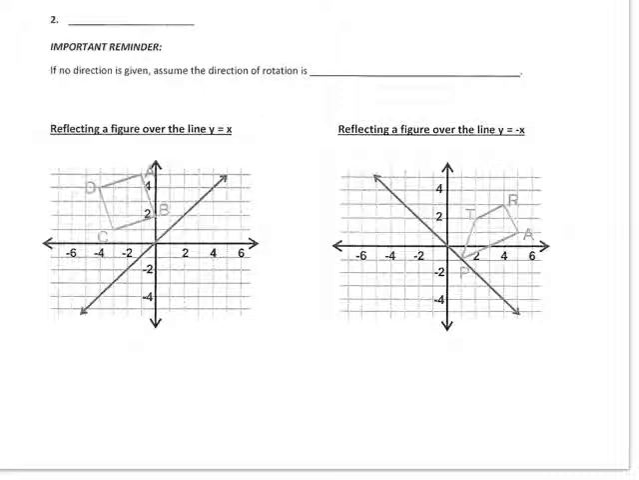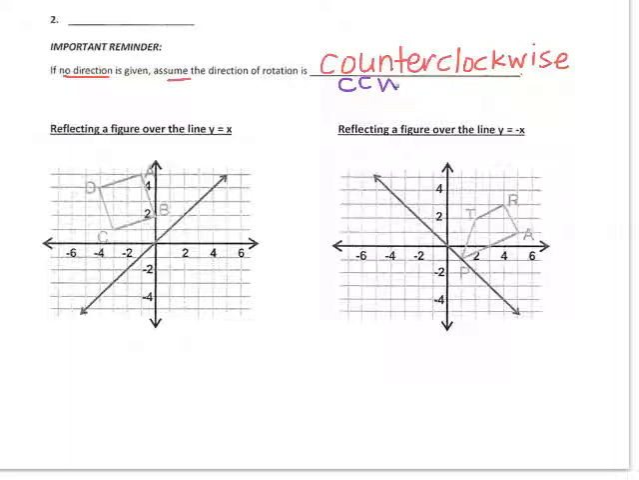Alright, if you are asked to rotate a figure, if no direction is given, if it doesn't say you need to rotate it clockwise or counterclockwise, then you're going to assume that the rotation is counterclockwise, which seems a little bit odd sometimes. I think students want it to be clockwise, but if no direction is given, then remember it's going to be counterclockwise. And a lot of times I will abbreviate that with CCW for counterclockwise.